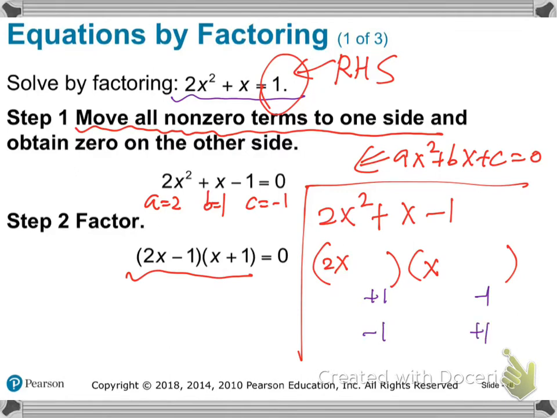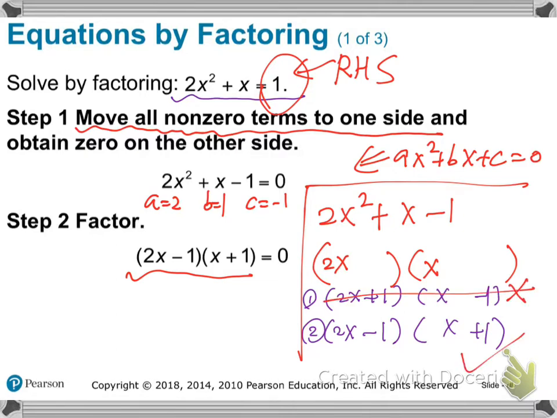Then you check it. We have two choices. The first choice is 2x plus 1 times x minus 1, and then FOIL to check that. The other one is 2x minus 1 and x plus 1. After your FOIL, you can see number 1 is wrong and the other one is right. That is the factorization of the quadratic polynomial on the left-hand side.